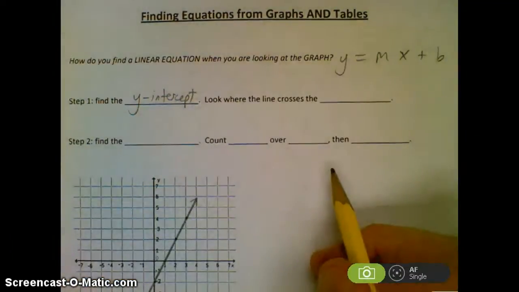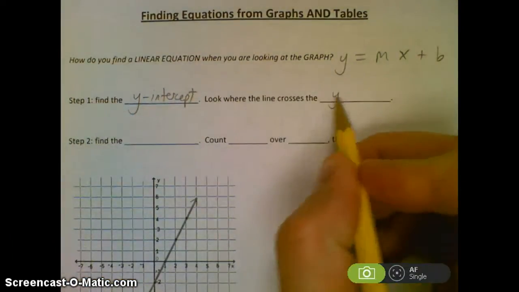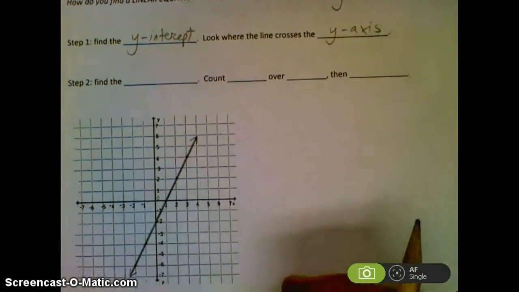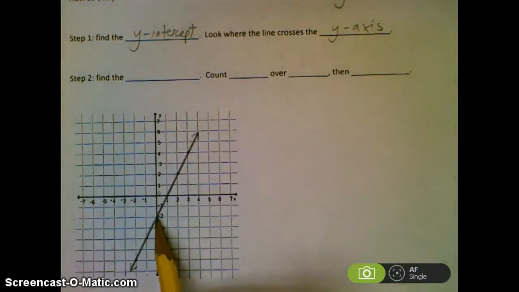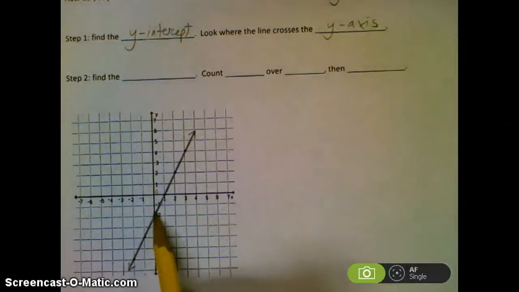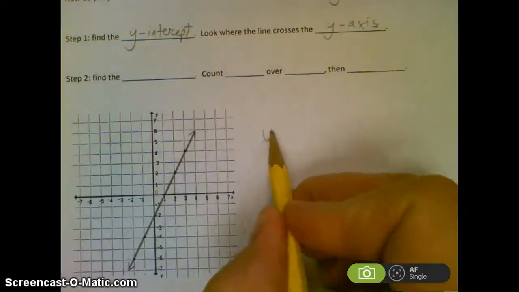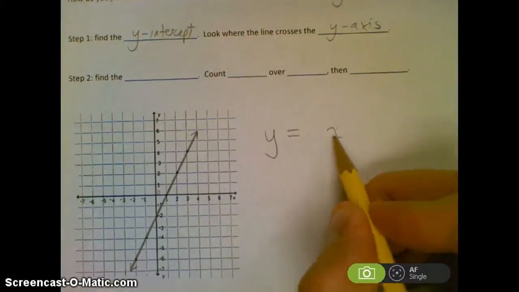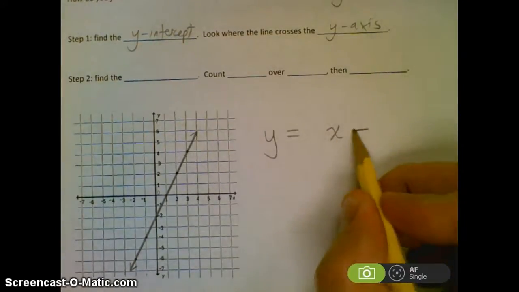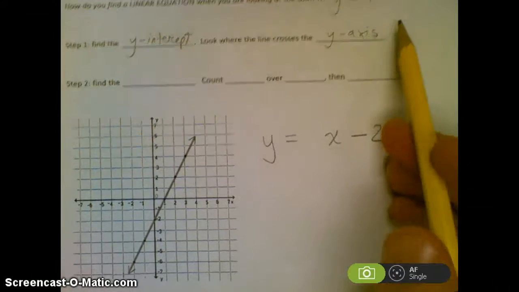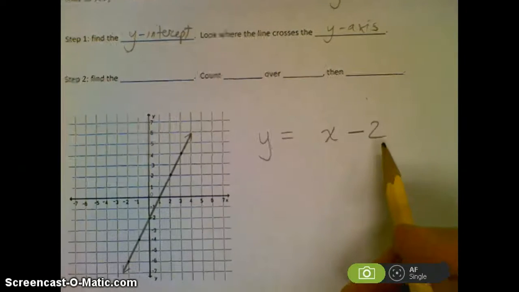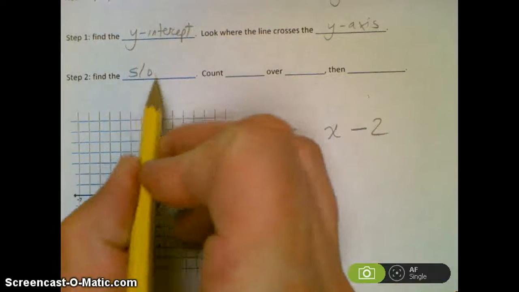All we have to do is look where the line crosses the y-axis. So if we look at the line for this equation, it crosses the y-axis here at -2. So our first part is y equals some number, we don't know what the slope is yet, times x minus 2. It would be plus a -2, which is the same as -2. Next, we have to find the slope.